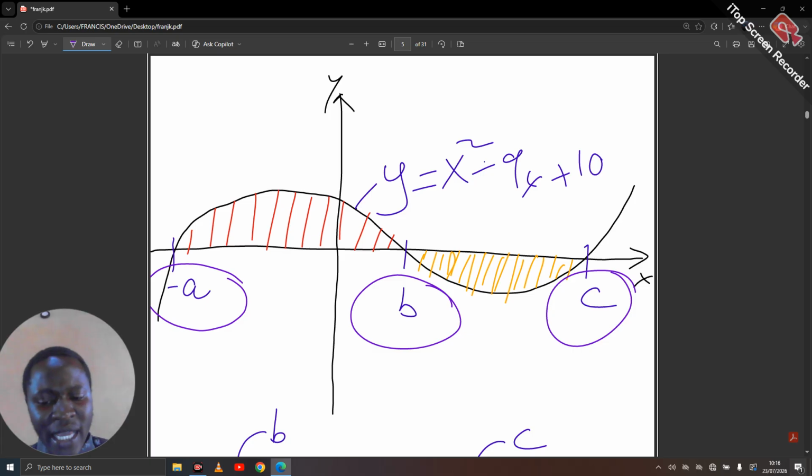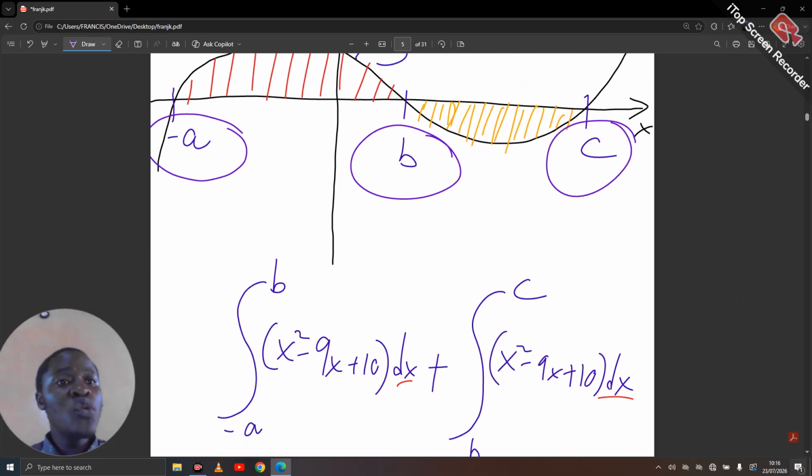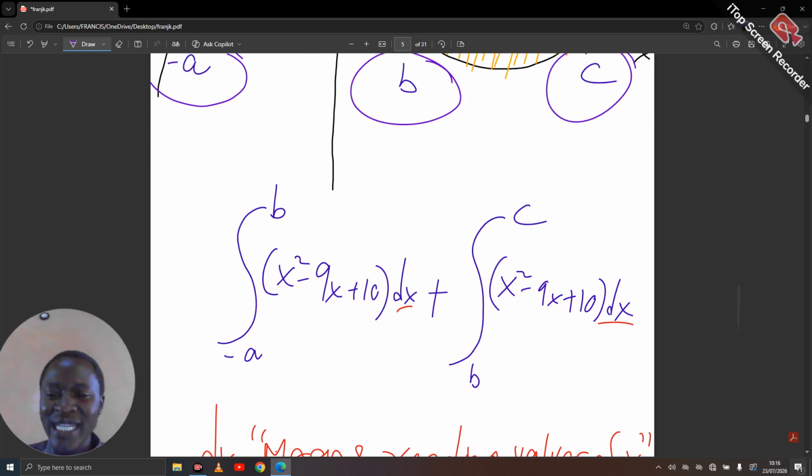So in a case that the examiner has not provided you with those values, you can still get them. You will apply the knowledge of x-intercept, and sometimes it can land you in a quadratic. What do I mean by the application of the x-intercept?